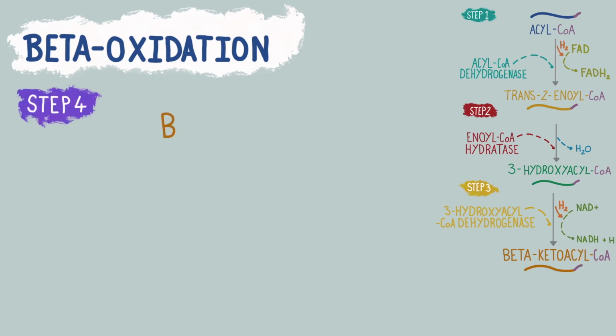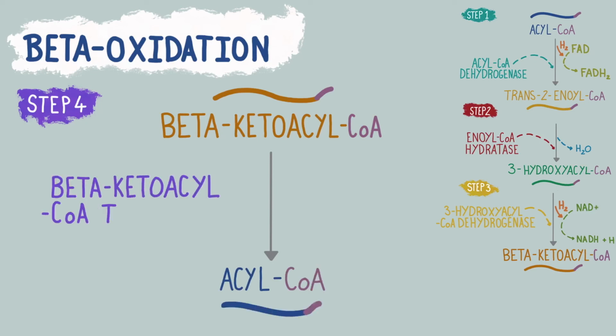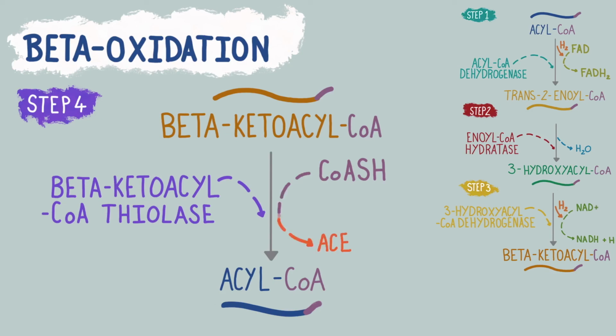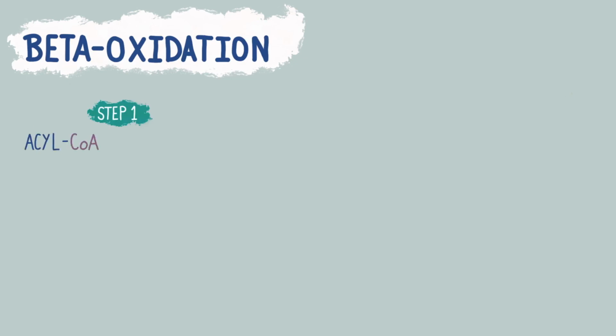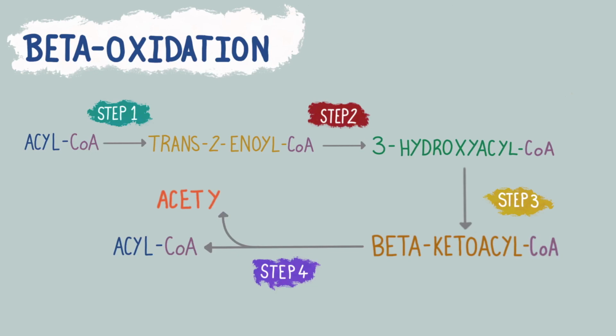In the final step of the reaction, beta-ketoacyl-CoA is converted back into acyl-CoA, but with 2 carbon atoms less. This is catalyzed by beta-ketoacyl-CoA thiolase and requires CoA-SH, also known as coenzyme A. This produces 1 molecule of acetyl-CoA. The shorter acyl-CoA molecule then returns to step 1 to start the process again, and this carries on until all the chain has been converted into acetyl-CoA molecules. The acetyl-CoA molecule is then able to enter the Krebs cycle so that it can be further metabolized.